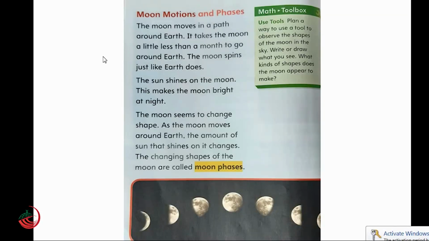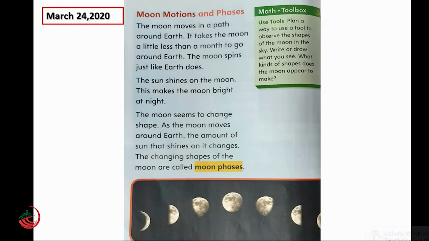Okay, so let's go back to the moon page. Don't forget to write the date, guys. So here, the date is March 24, 2020. So write the date so we will know what page we are working at right now. As you can see above, here, March 24, 2020, but write it here in the book.